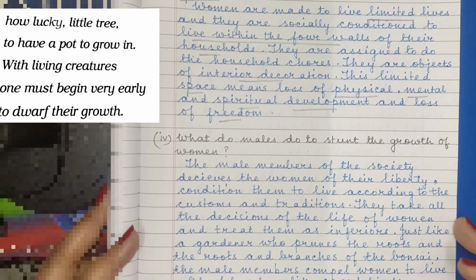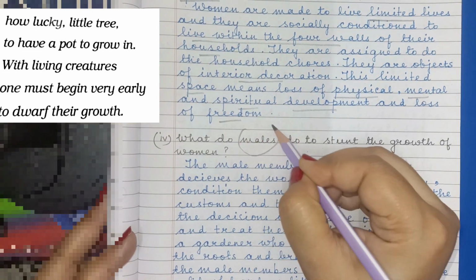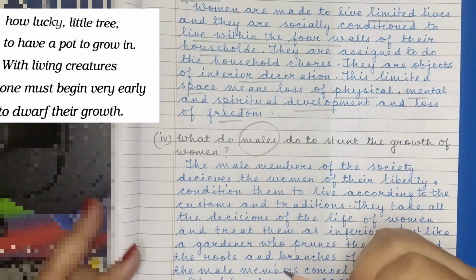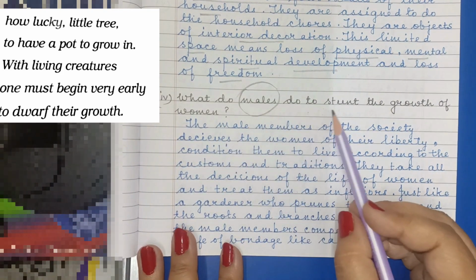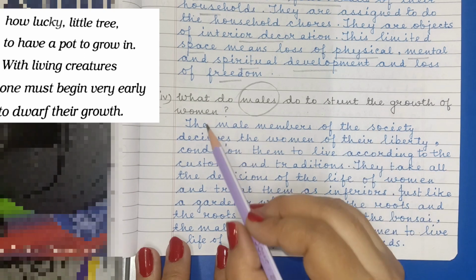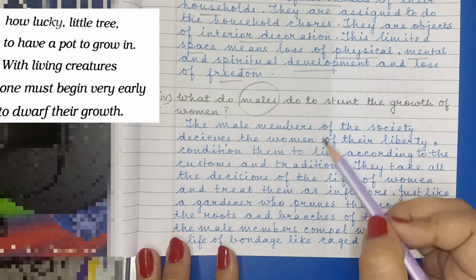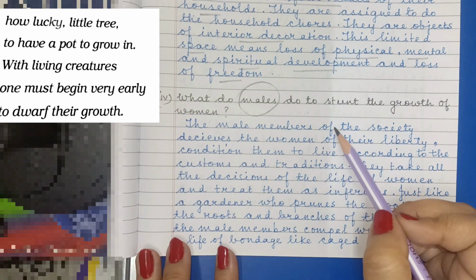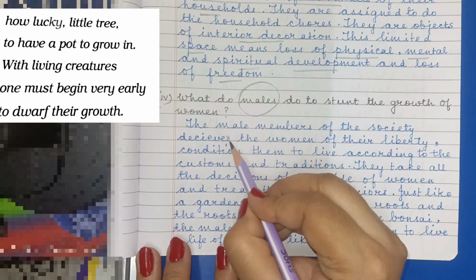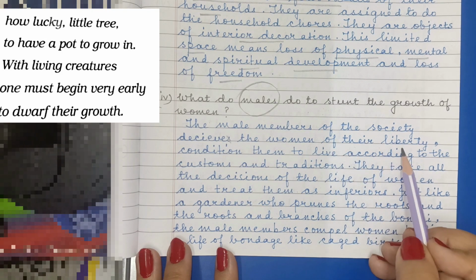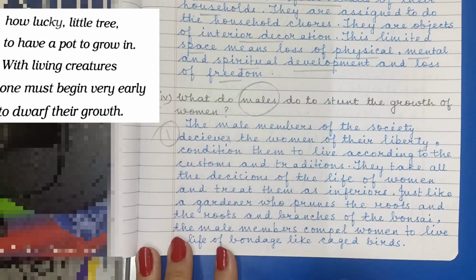What do males do? Now, the role of the male members of the society in a patriarchal setup. What do males do to stunt the growth of women? After the gardener, now we'll have to write about the male members of the society. The male members of the society deprive the women of their liberty. Number 1, deprive women of their liberty.